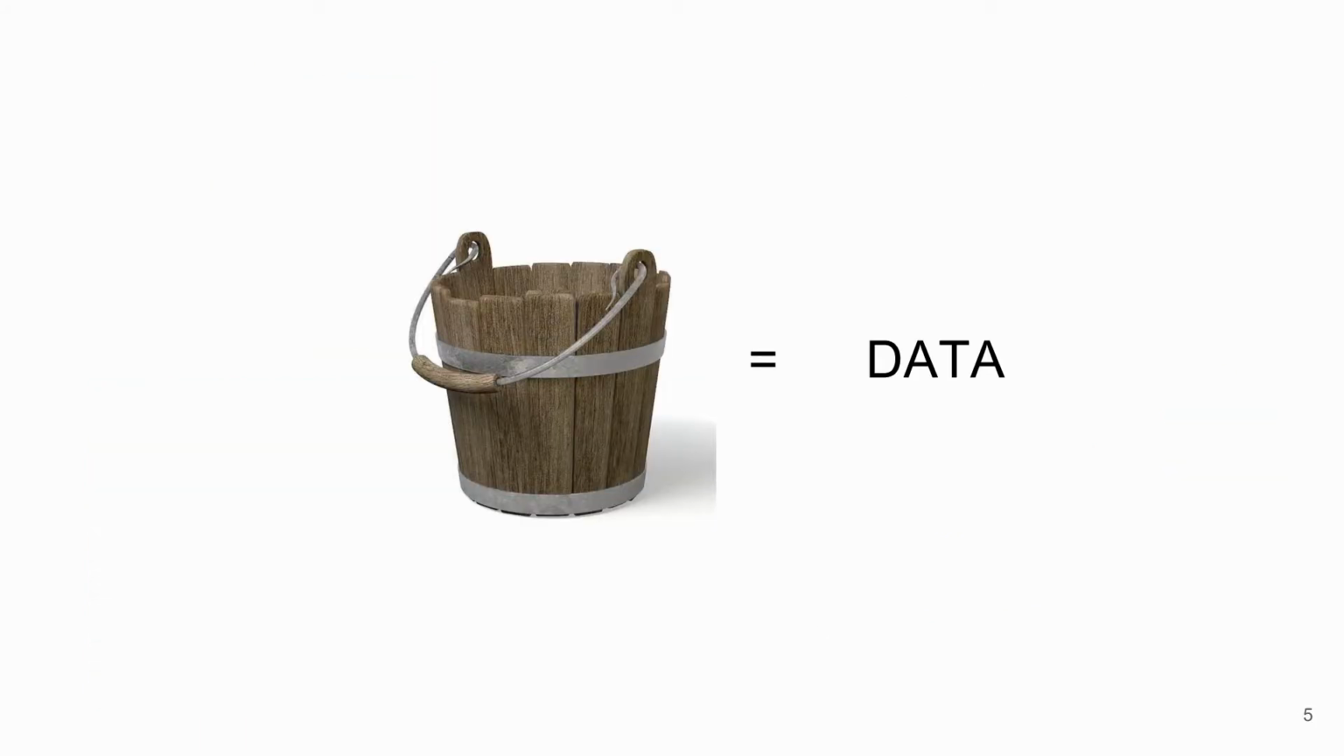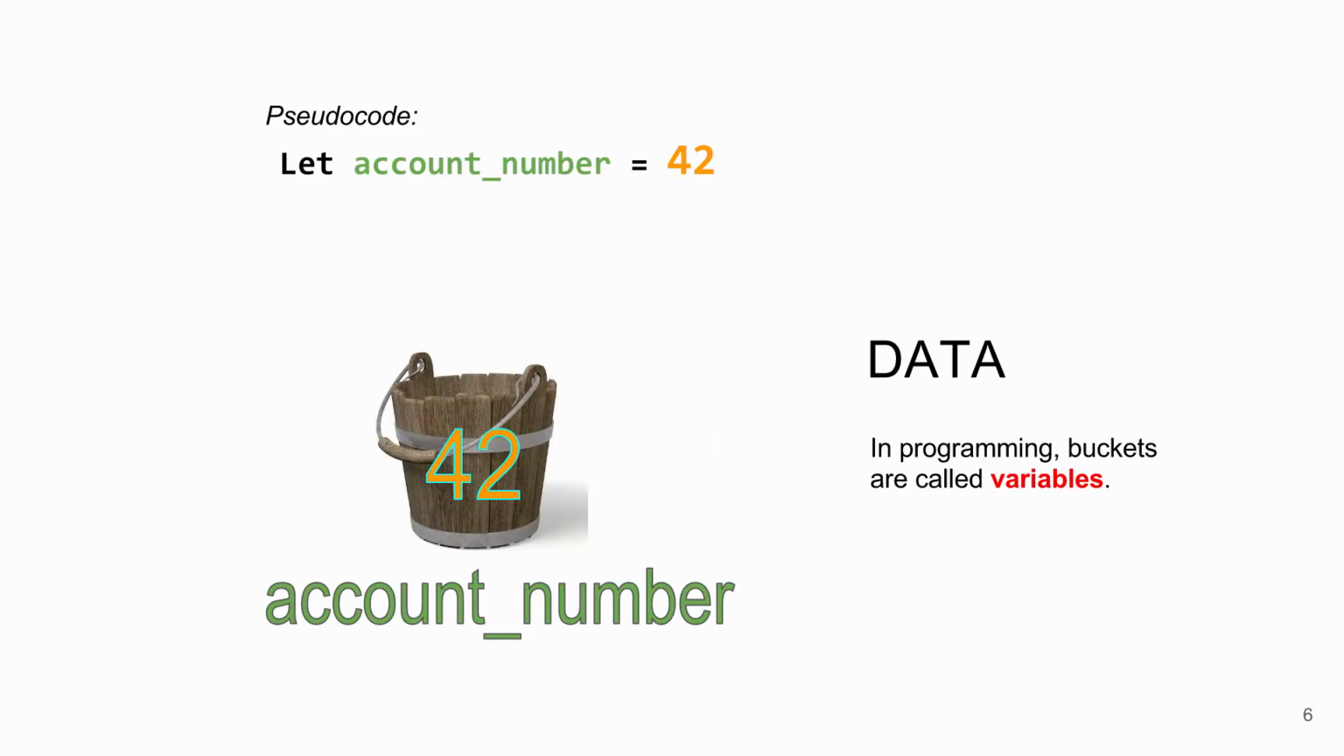The first concept used in programming are buckets, or data. A bucket is used to hold information. Buckets can be emptied, refilled, or destroyed. Let's look at how we can use a bucket. Here's an example of a bucket that holds account number information. Here we create a label for this bucket called account number and declare that it holds the number 42. In programming, buckets are called variables.